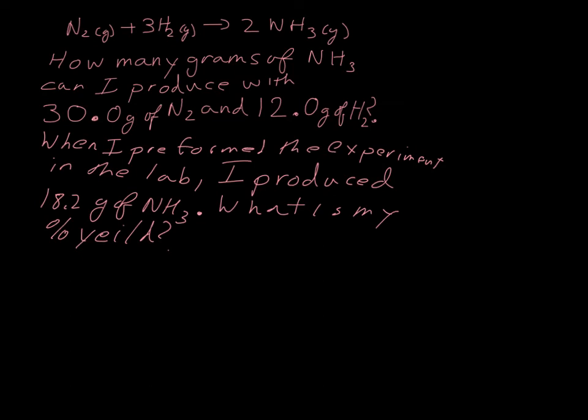All right, let's take a look at an actual chemical equation now in an actual laboratory experiment. How many grams of ammonia can I produce with 30 grams of nitrogen and 12 grams of hydrogen? When I performed the experiment in the lab, I produced 18.2 grams of ammonia. What is my percent yield? And I did that again, didn't I? I always misspell. There we go. Thank you very much. What is my percent yield?